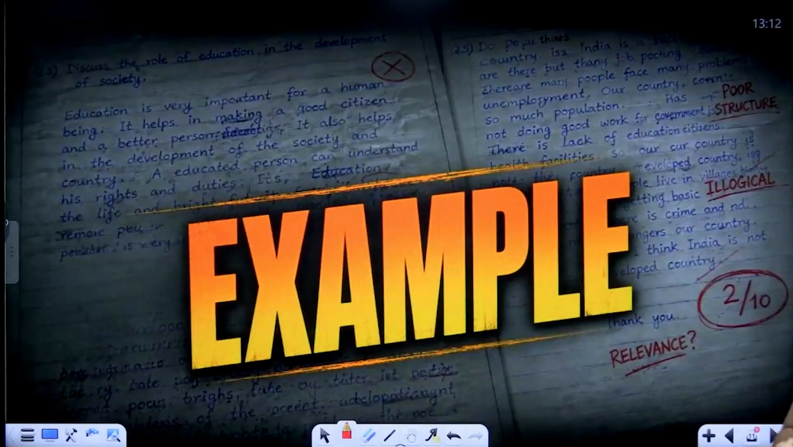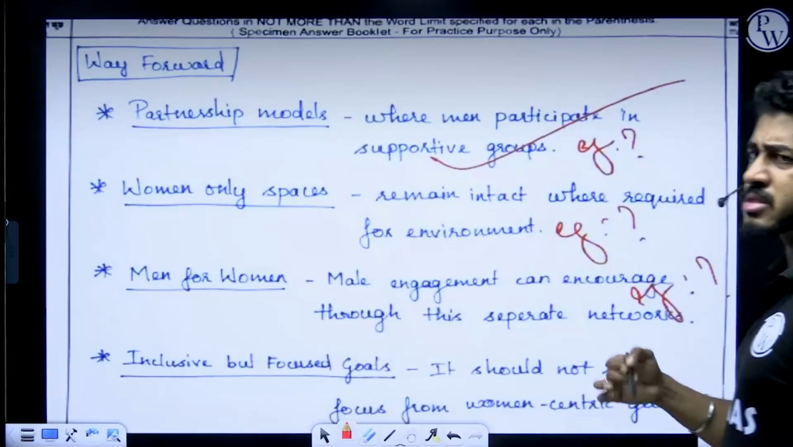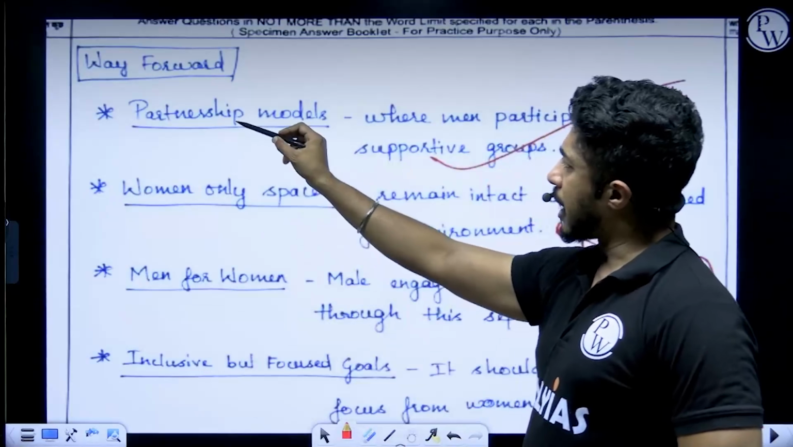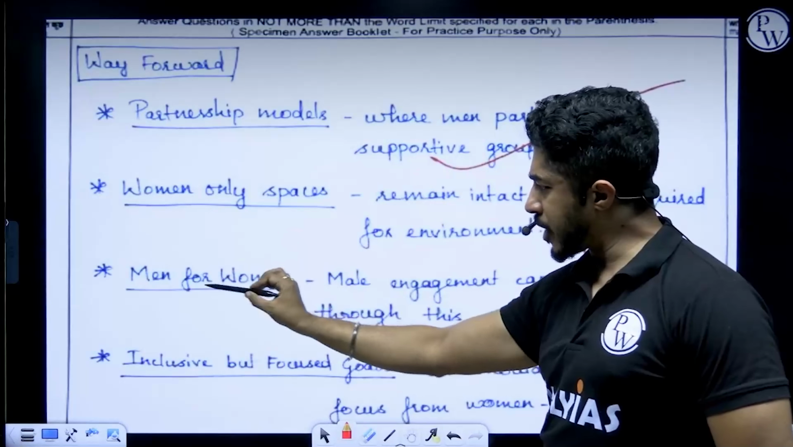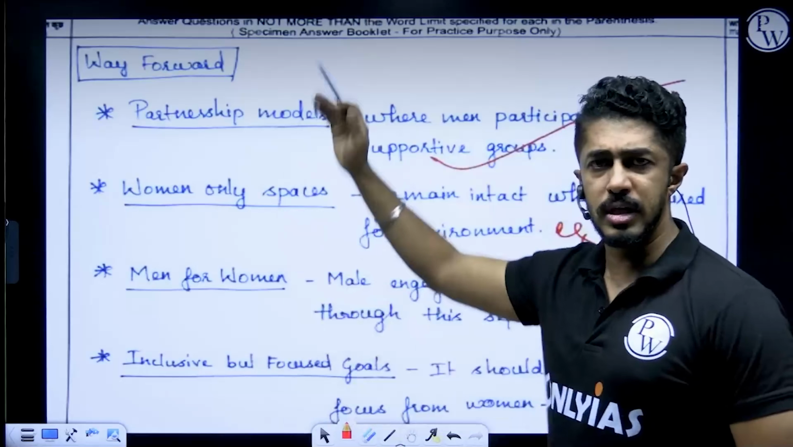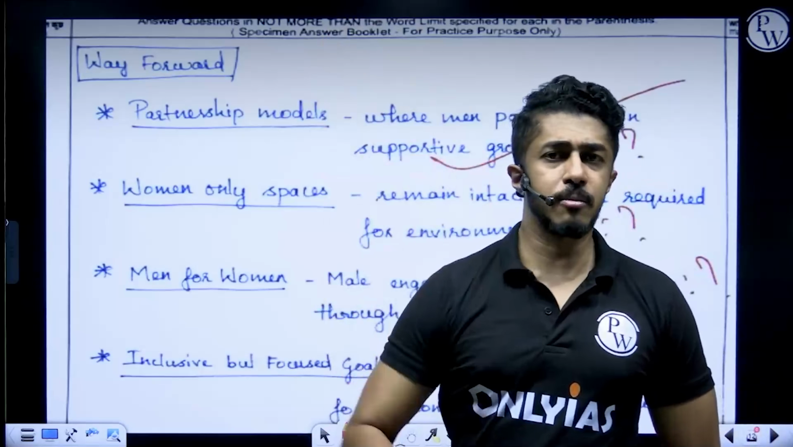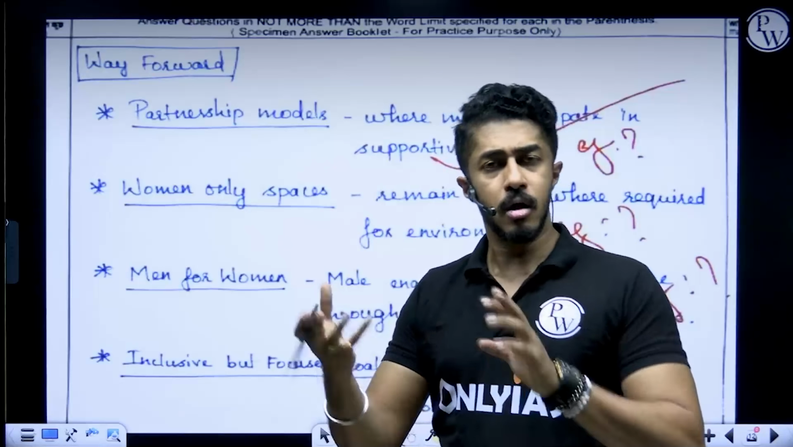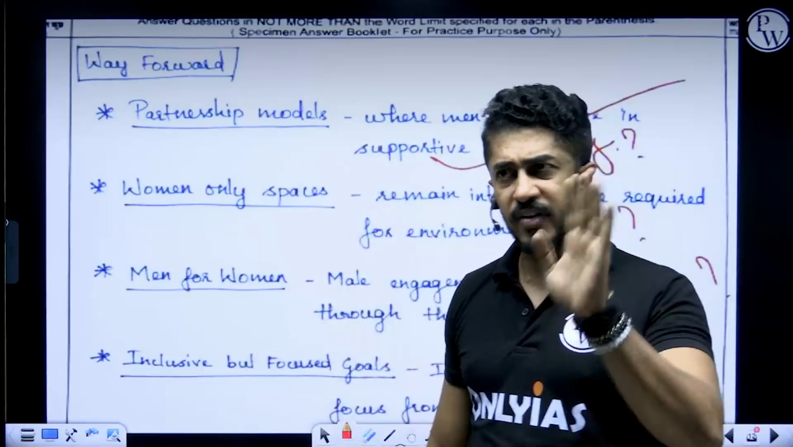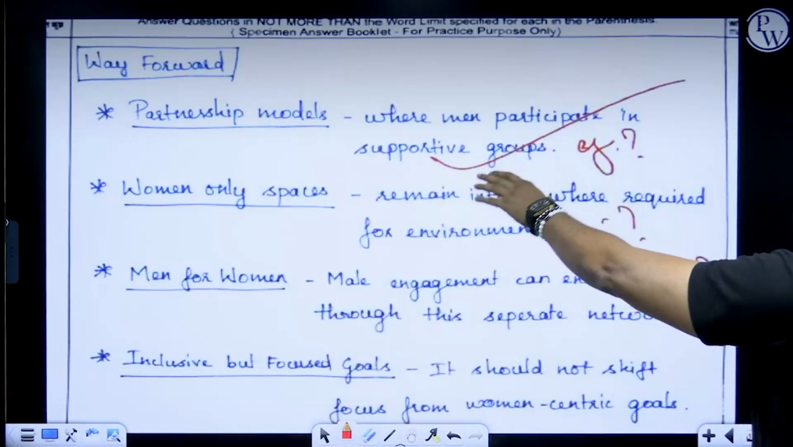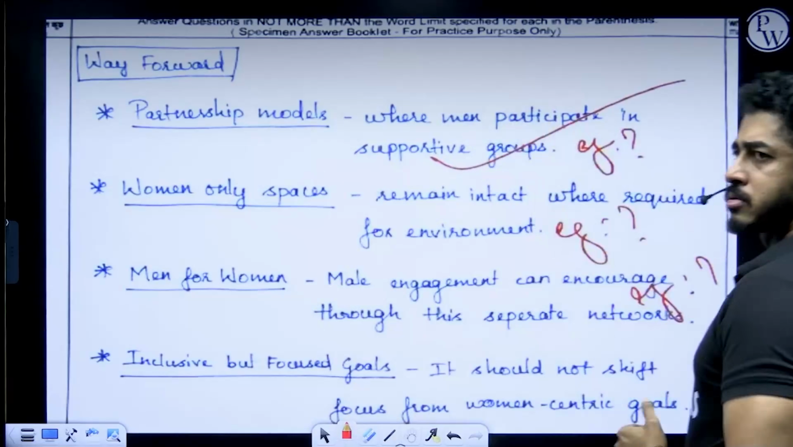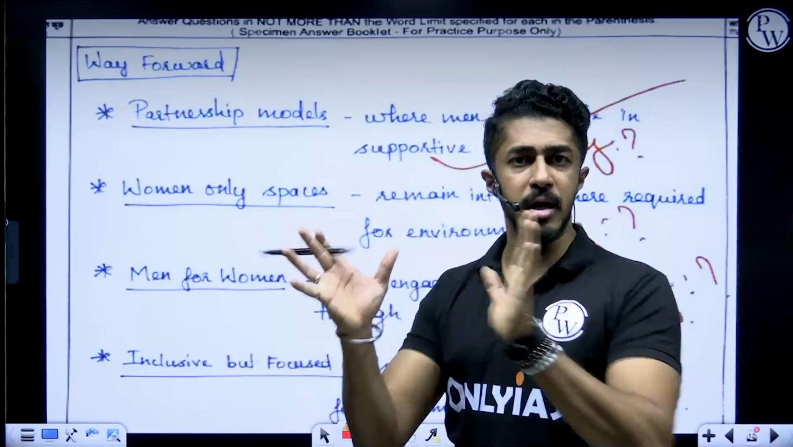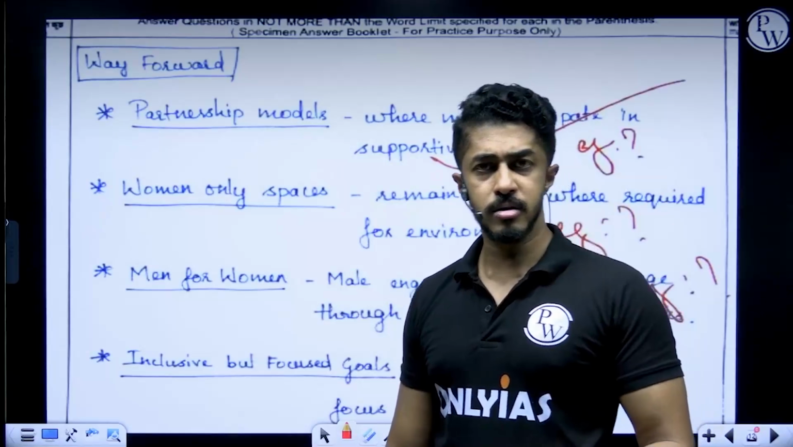The next part is example, which is almost similar to this data point only. For example, again, in the way forward section of an answer, partnership models, women only spaces, men for women, inclusive but focused goals. These are the prospects that have been written to make women oriented organizations better, etc. Solutions have been given. Fine. Where men participate in supportive groups. Men participating in supportive groups where women are there. Example for that.